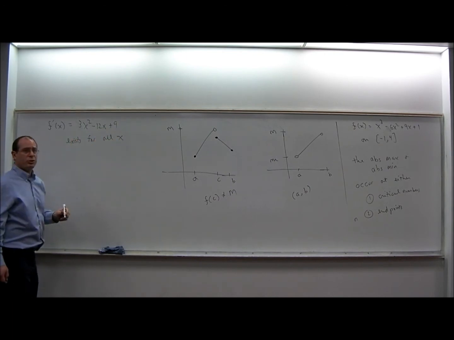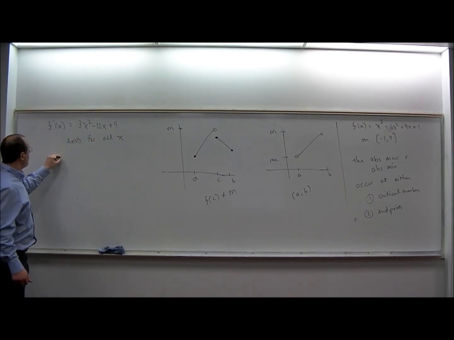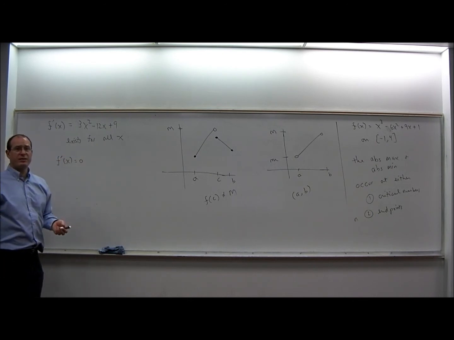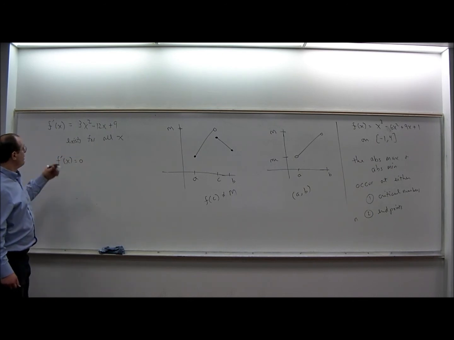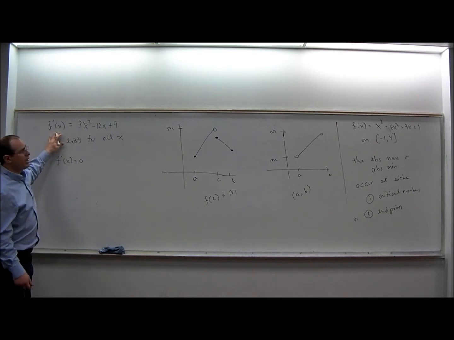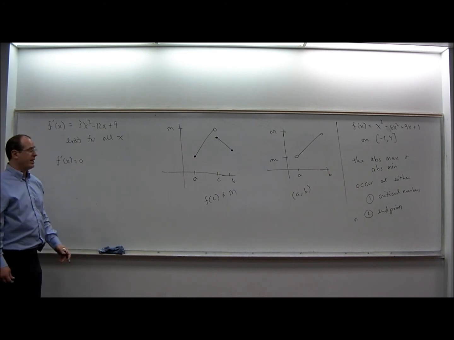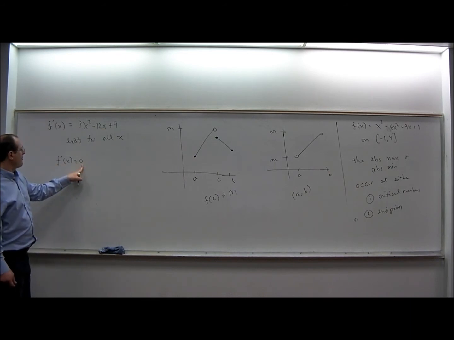Critical numbers come in two varieties. We're trying to figure out where the derivative equals 0 and also where the derivative does not exist, or where the derivative is undefined. So for a polynomial function, the derivative is defined for all x. So we want to solve f prime equals 0 to find the critical numbers.